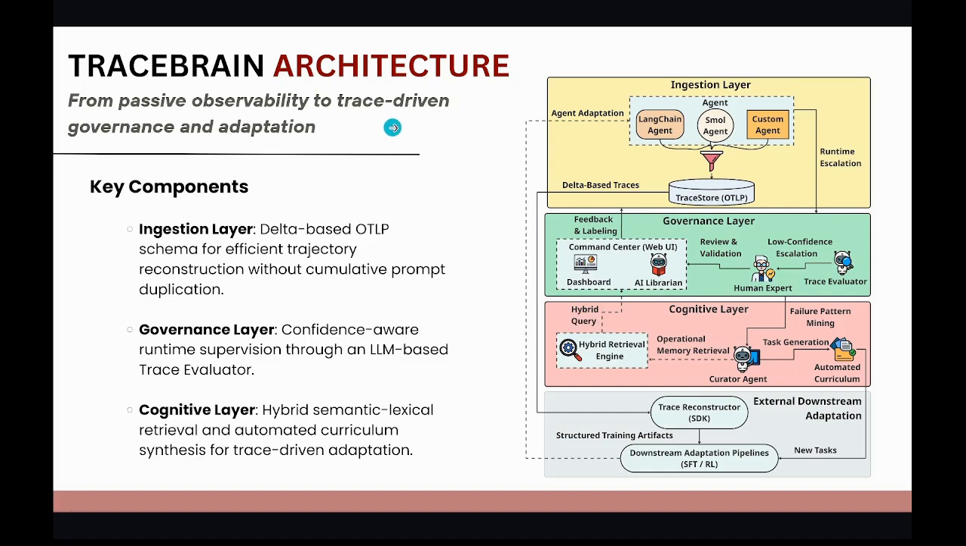The ingestion layer utilizes a delta-based OTLP schema for efficient trajectory reconstruction without cumulative prompt duplication. The governance layer enables confidence-aware runtime supervision through an internal LLM-based trace evaluator. The cognitive layer provides hybrid semantic lexical retrieval and automated curriculum synthesis for trace-driven adaptation. Let's see this closed-loop architecture in action.